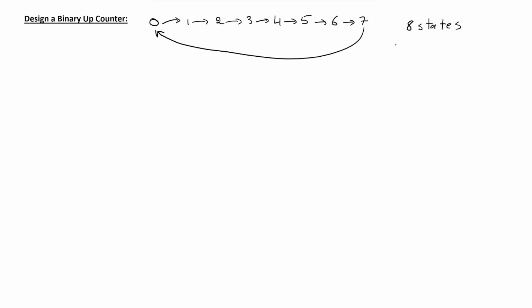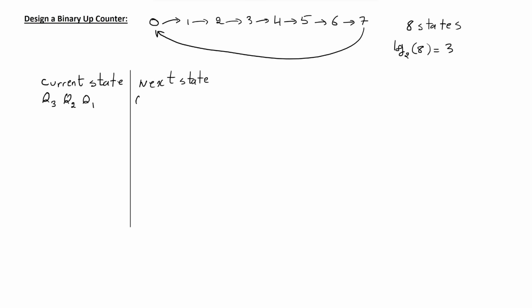And we saw that in the previous lecture, so we can do log 2 of the number of states, 8, and this will be 3. So that means we need 3 bits also. The first step in the design process is to start with the state transition table. So let's list here the current state, and let's call them Q3, Q2, and Q1. And then the next state, let's call them Q3 plus, Q2 plus, and Q1 plus.